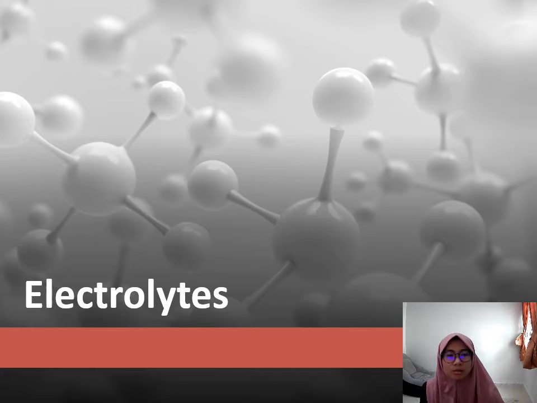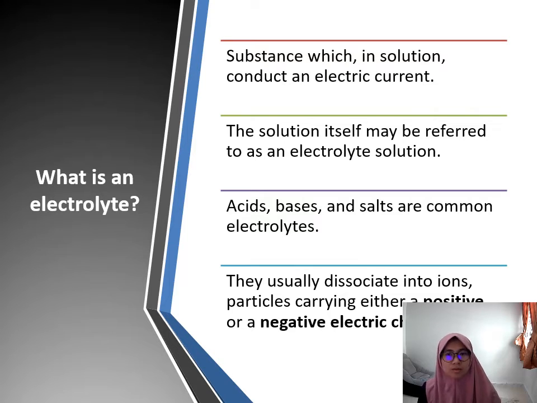Okay, so we continue with the electrolytes. This is part 2 of chapter 8. Okay, so what is an electrolyte? An electrolyte is a substance in solution which conducts an electric current. So it may be referred to as an electrolyte solution. For example, acids, bases and salts are the common electrolytes.